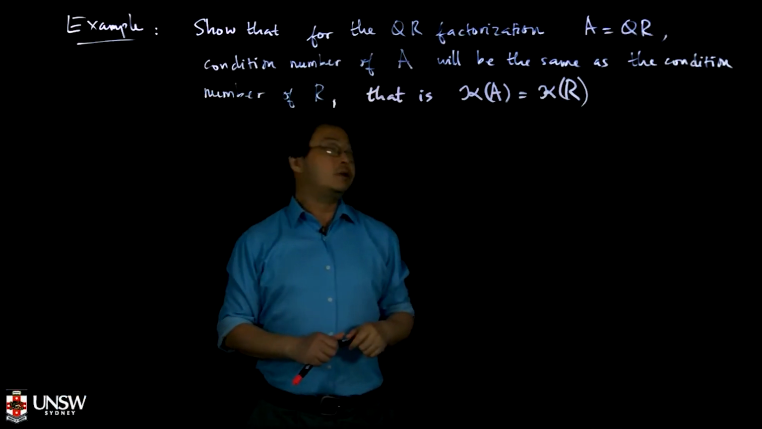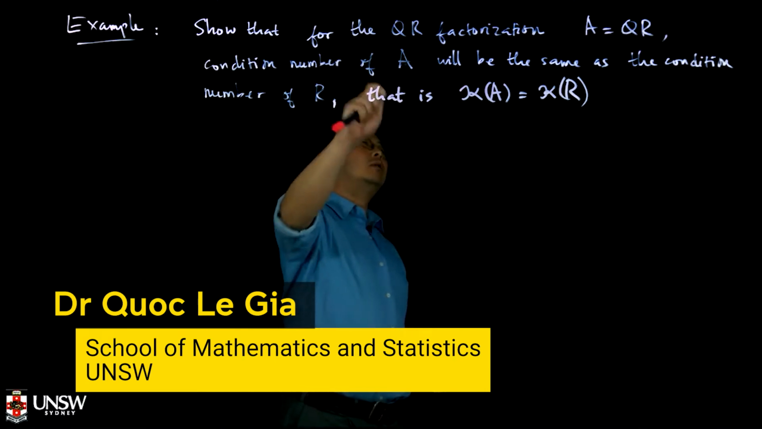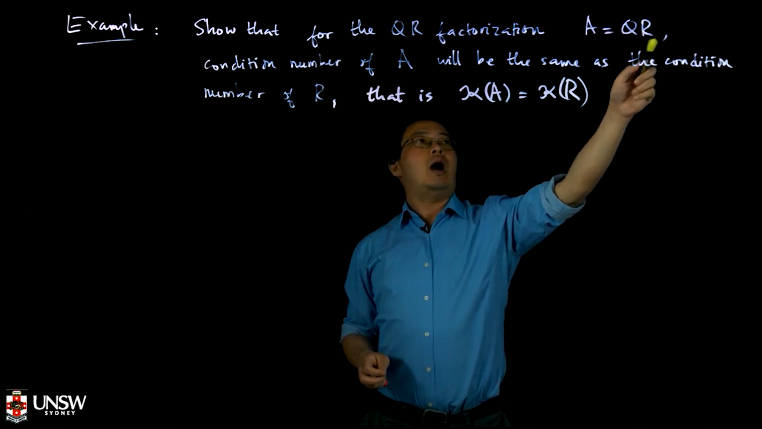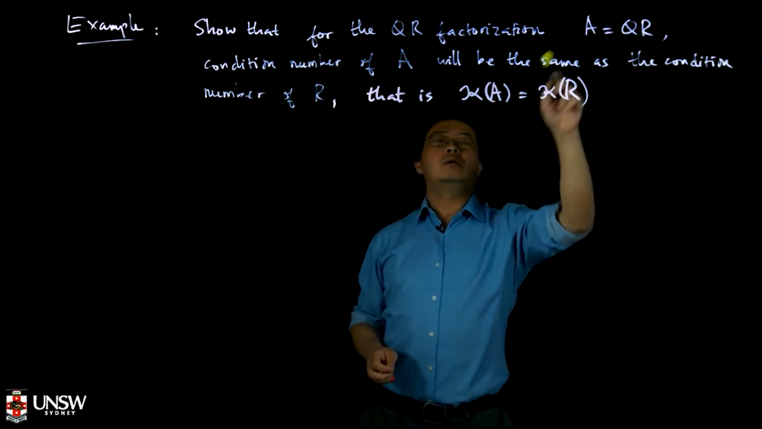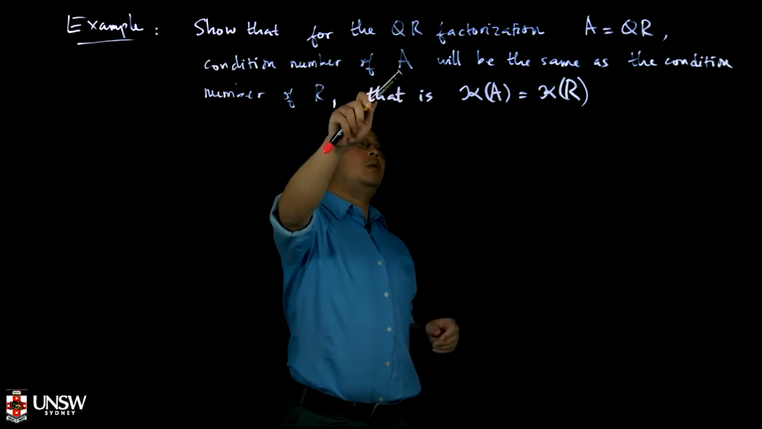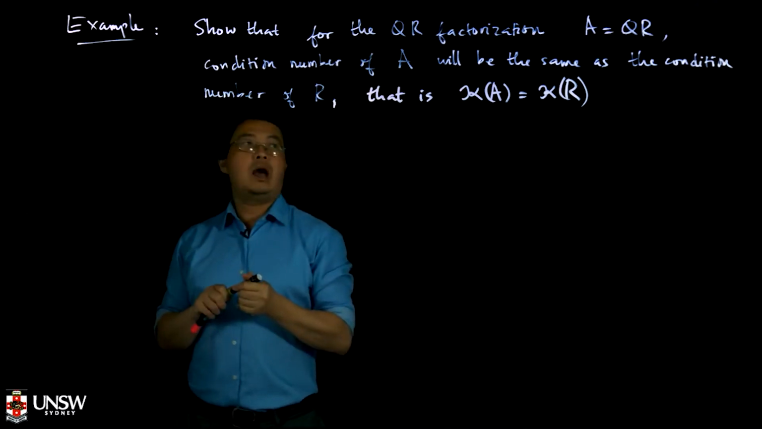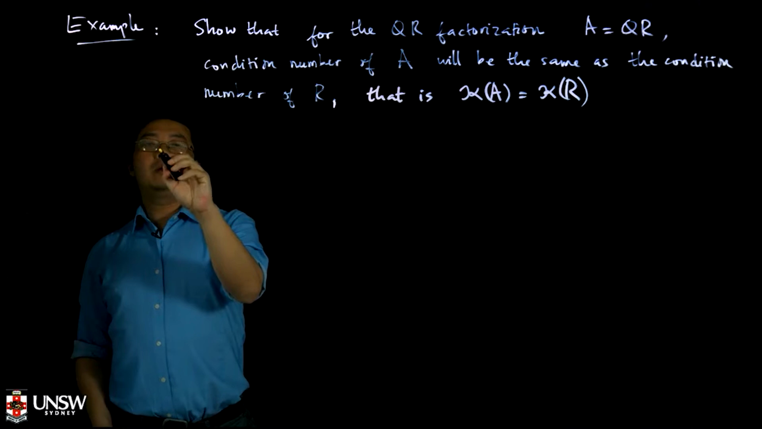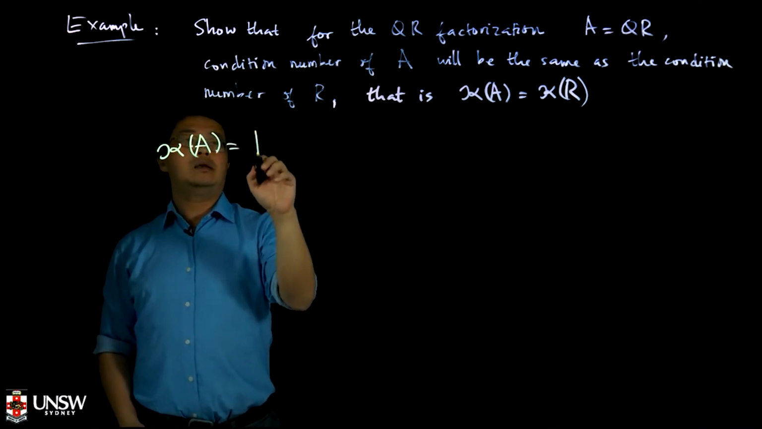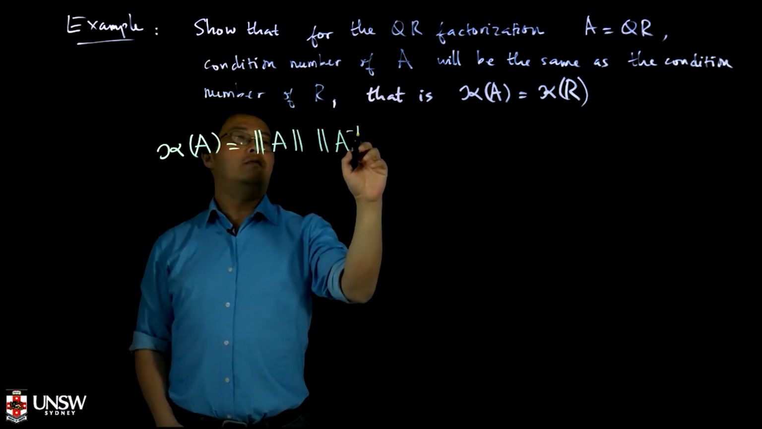Okay, so now in this example, we will show that when you use the QR factorization, you will get the same condition number of the matrix R. In other words, the condition number of the matrix A will be the same as the condition number of the matrix R. So how do we show that? Remember that the condition number of a matrix A is just given by the norm of the matrix A times the norm of A inverse.